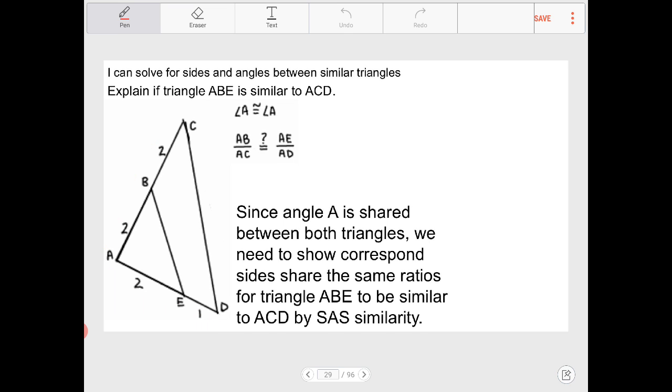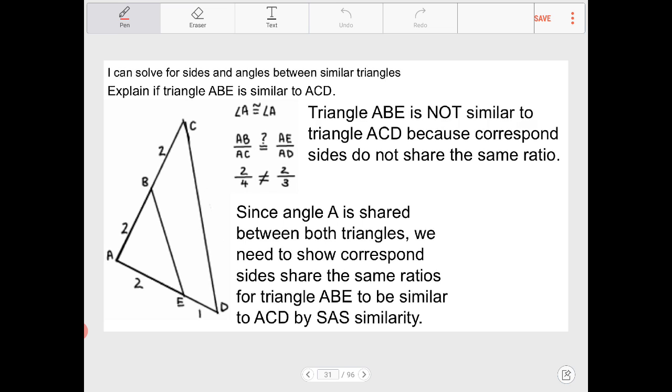So I can say AB over AC, is it or not going to be equivalent to AE over AD? So AB is 2, AC is 4, AE is 2, and AD is 3. Last I checked, 2/4 is not the same as 2/3. So the conclusion that we can draw from this is triangle ABE is not similar to triangle ACD.